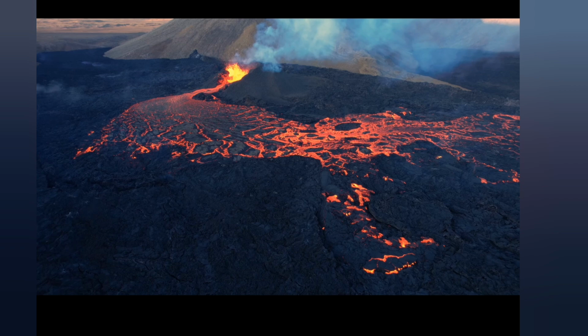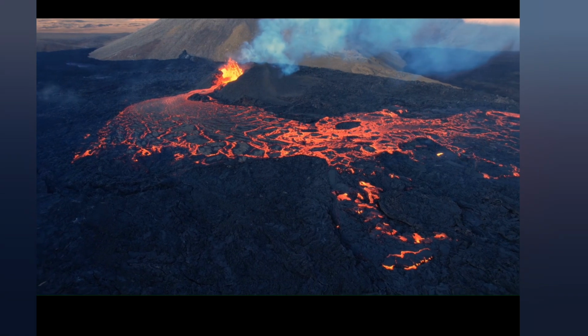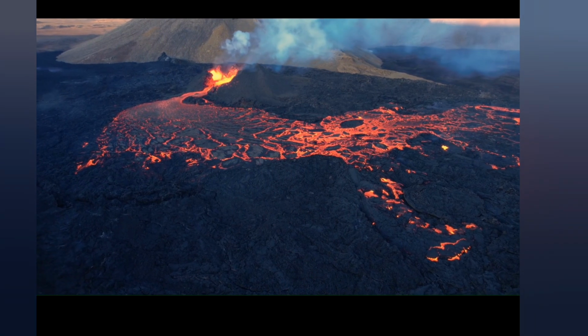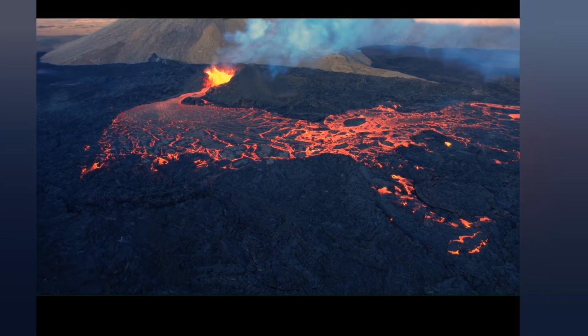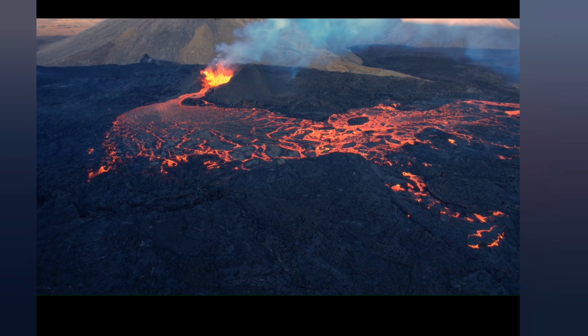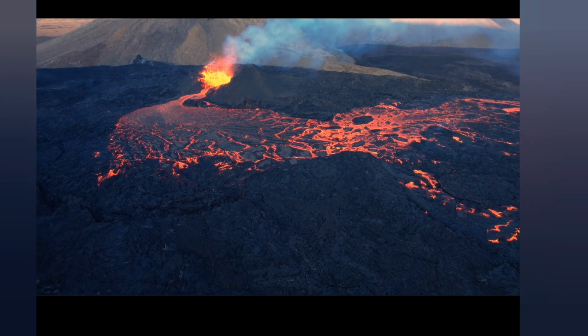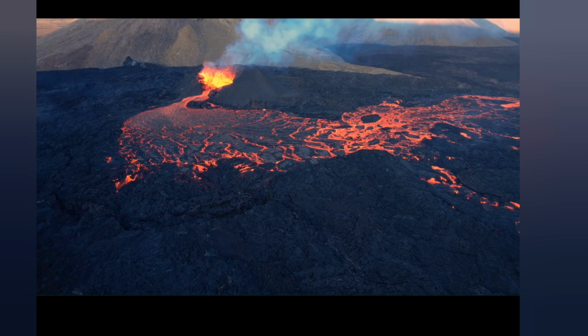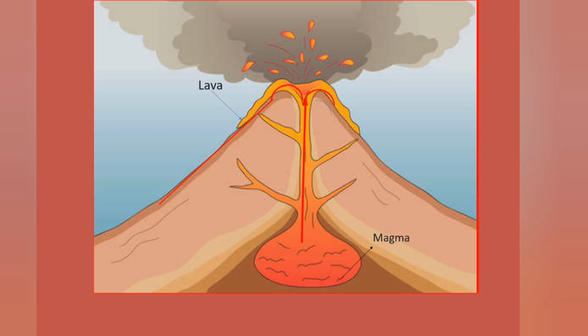Now this is the volcano which has erupted, and I have put up a small clip showing you how the magma is spewing out and the lava is being spread to such a great extent. When this lava cools down, then you get igneous rocks. This diagram is for clear understanding of the magma.